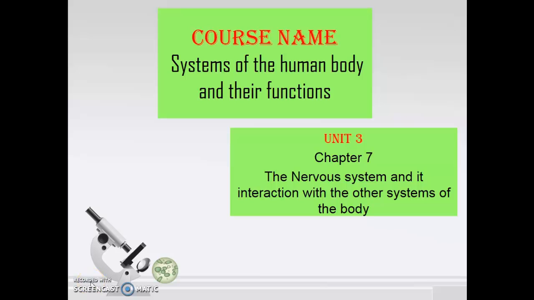Everyone. Today we are going to do chapter 7 of unit 3, that is the nervous system and its interactions with the other systems of the human body, and the course name is Systems of the Human Body and Their Functions. So let's get started.